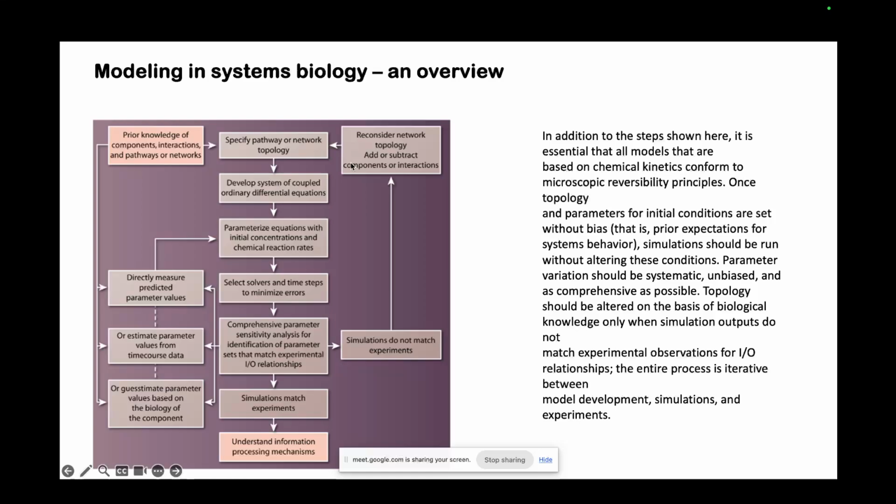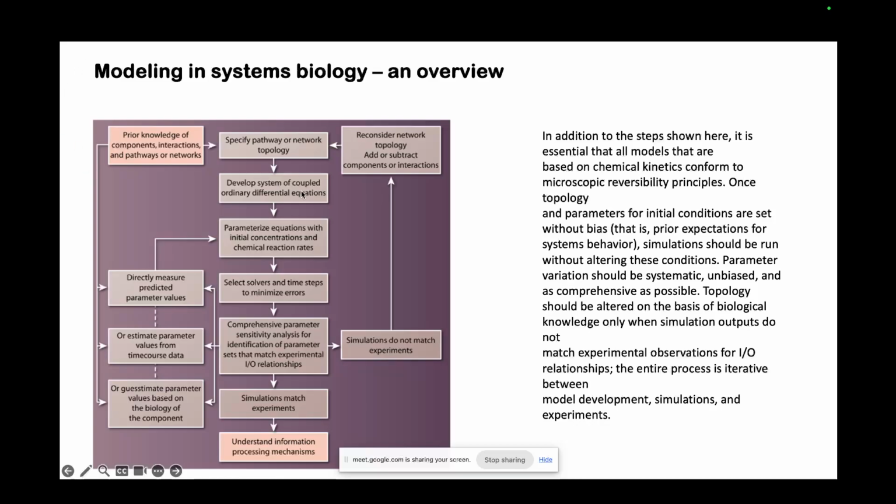This slide I've kept the topic as modeling in systems biology. So basically, this is a comprehensive pipeline, you can say, of how different analysis and modeling is done in systems biology experiments. So you have prior knowledge of components, interactions, and pathways or networks, either from known literature using wet lab techniques or in silico experiments with a sufficient amount of evidence.